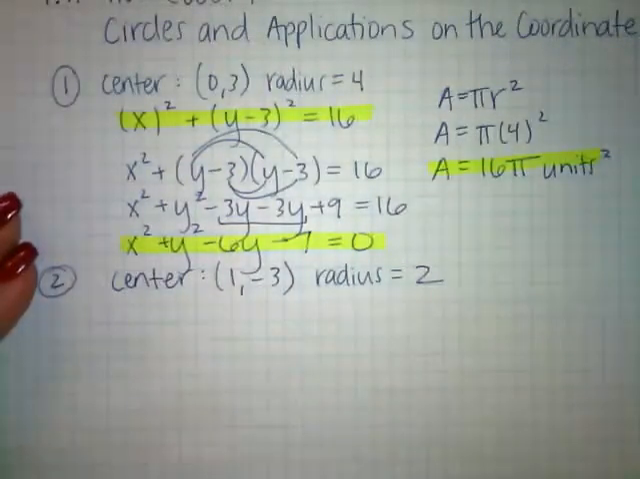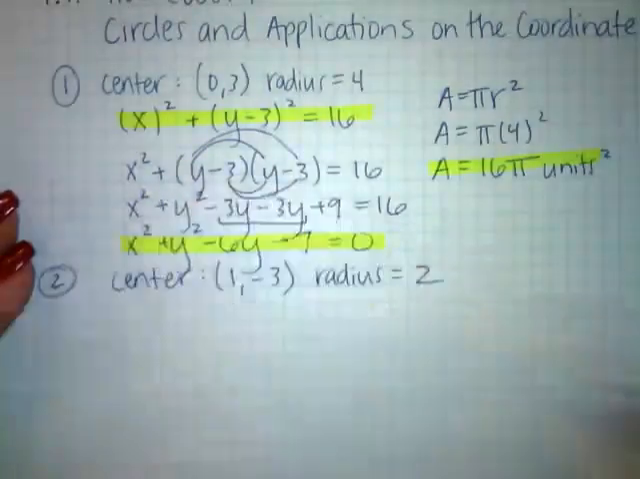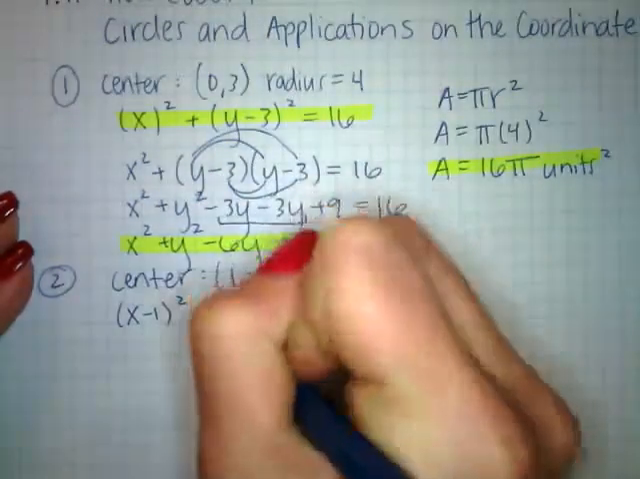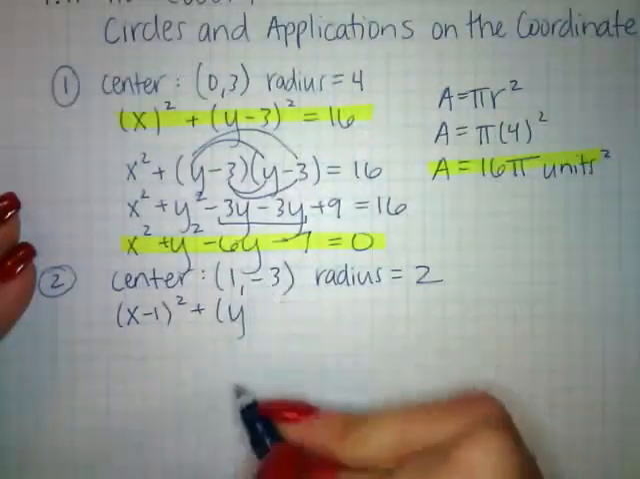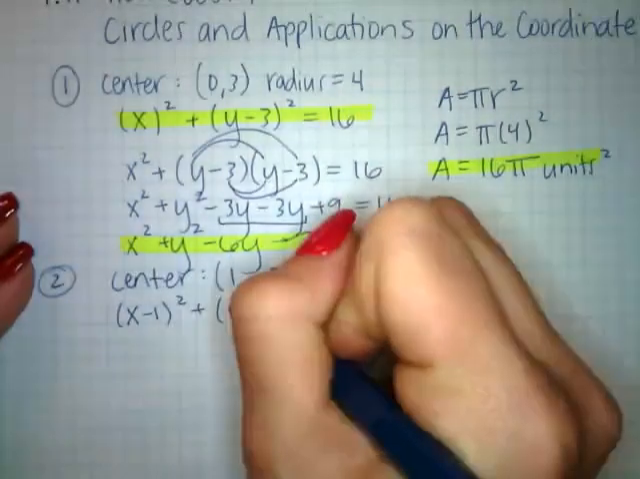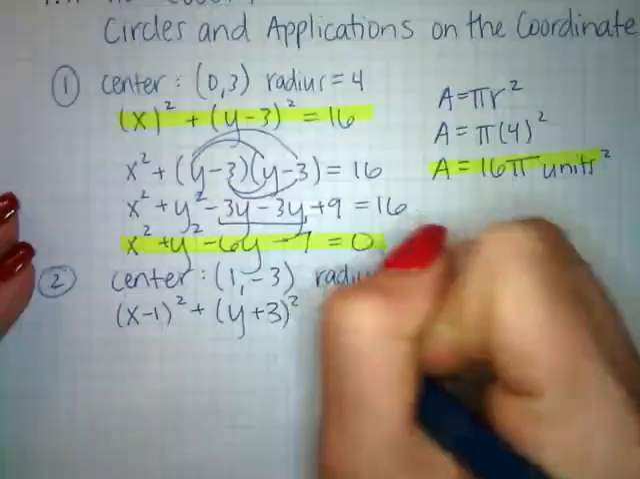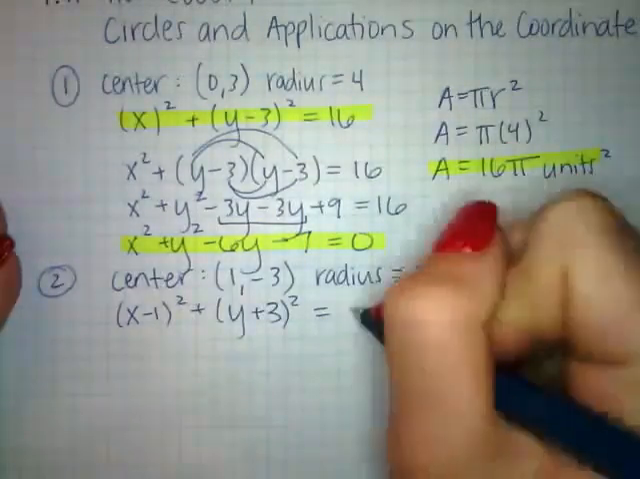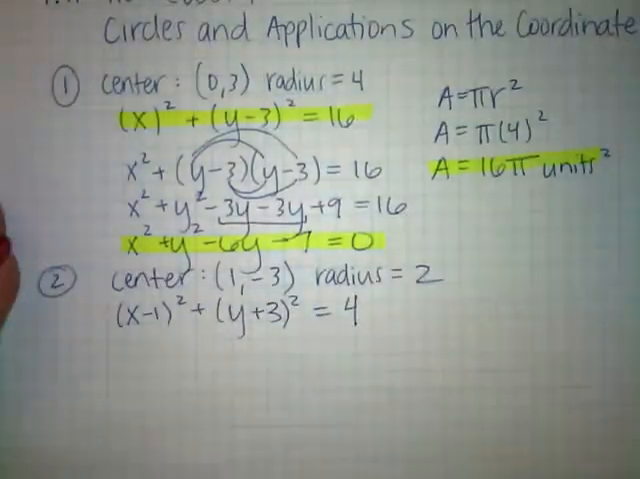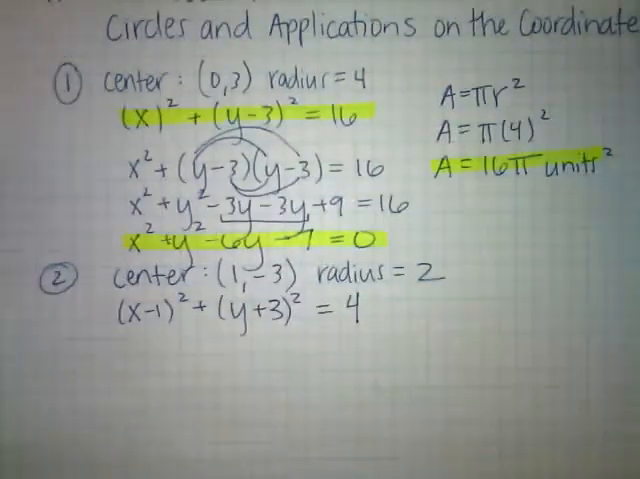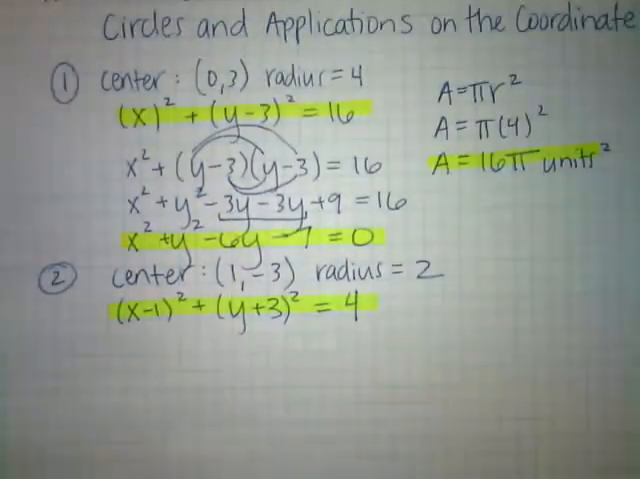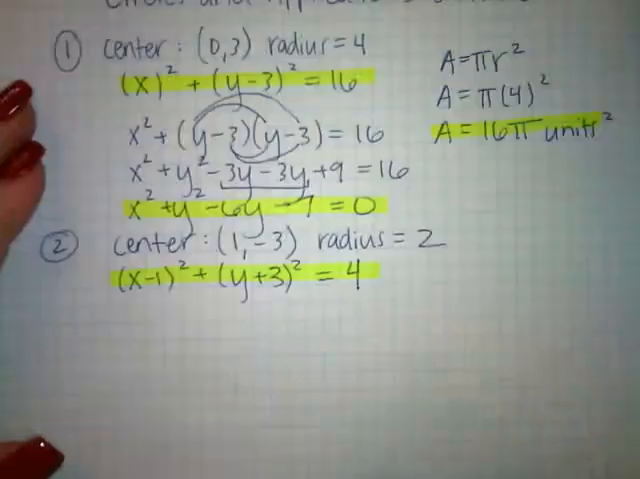Now we have enough information to write our standard equation. That's going to be (x minus 1) squared plus (y minus a negative 3) squared. If you subtract a negative 3, it becomes positive. And my radius squared is going to be 4. Now that we have our standard form, we can move this into general form.